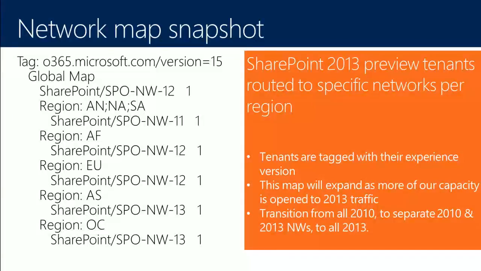All of our networks will be represented in this portion of the map, because after general availability, shortly thereafter, all tenants that come in will by default be tagged with the 15 experience, meaning that they'll get the 2013 experience. So there's an interesting transition phase. There's always a version that's being phased out and one that's being phased in, and the map reflects that. Right now we can afford to say we only have 3 networks supporting this experience, but eventually it'll expand.